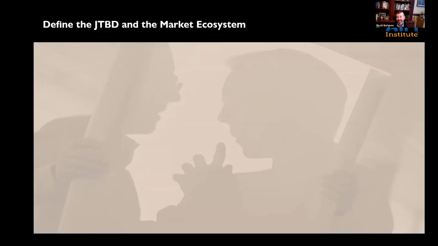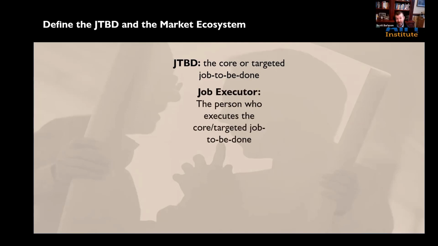Maybe we should go into a little more detail. So I mentioned we begin with the customer's job to be done. The core job or targeted job is this thing we want to help them get done better, right? A customer hires a product to accomplish a job. And then once we know what the job is, we're going to think about the job executor, the person who actually performs the job. So a lot of what we're going to do as we're working up to who we're going to interview, we're going to begin with the job to be done.